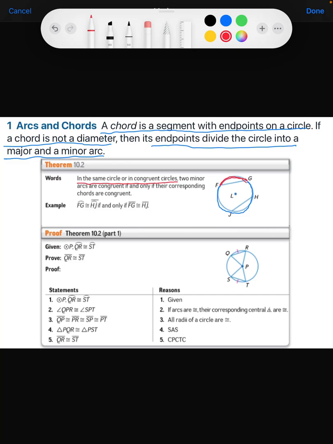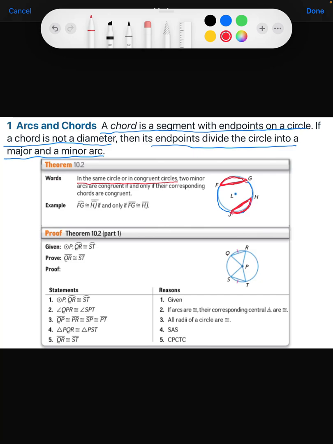So if we look at arcs FG and JH, those are going to be equal if the corresponding chords, so these parts, are equal. And it goes both ways. If the chords are equal, then we can say the arcs are equal. So let's take a look at how to prove that.